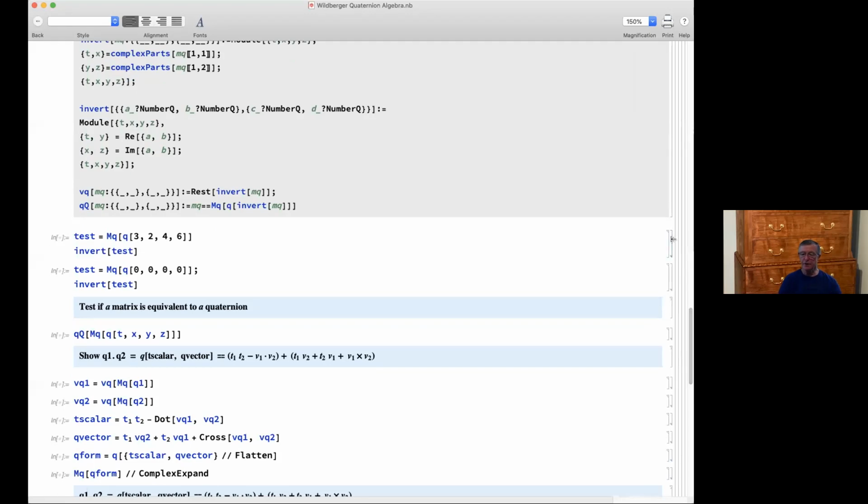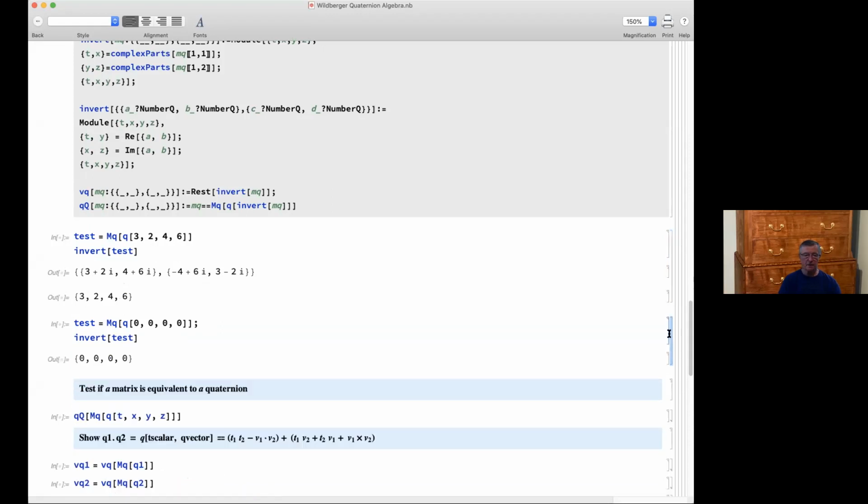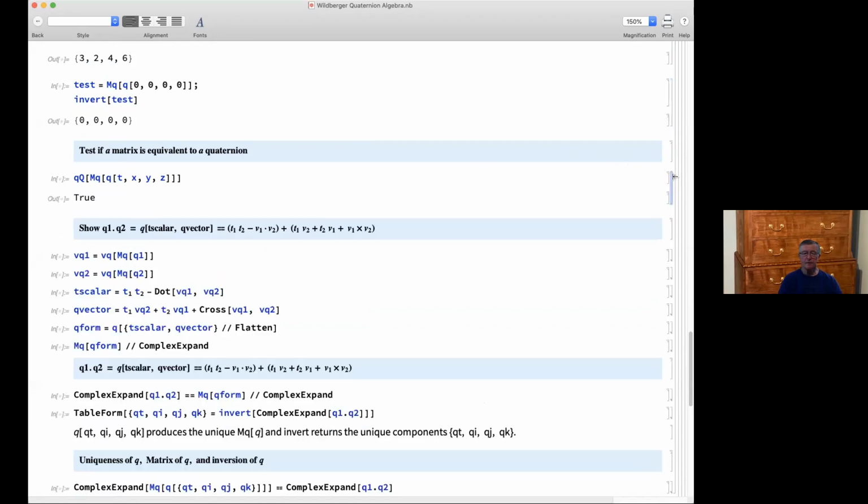And then I show the examples here, testing a numbered matrix. Here's the matrix form of Q of 3, 2, 4, 6, and then I convert that to get the n-tuple back. And I can also put in the 0 quaternion, and yes, it gives me back the 0 n-tuple. So it does work. So I can test if a 2 by 2 matrix is equivalent to a quaternion, Q of T, X, Y, and Z. If I take the matrix form and then ask whether that matrix is a quaternion, I get back true.